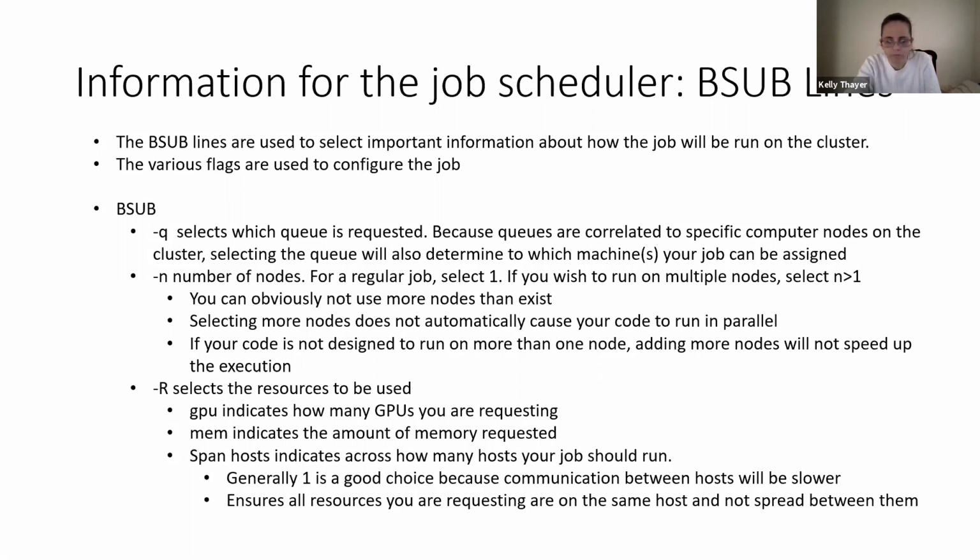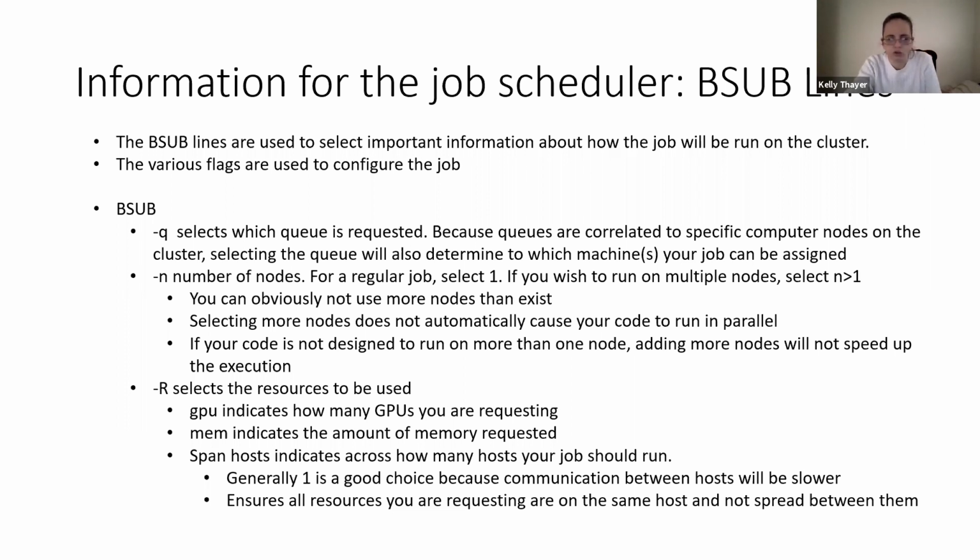But what will not happen is that just by selecting a higher n, it is not automatically going to make your job run faster or make it run on more than one node. Your job, so the code that you're executing, has to be set up to actually have been parallelized in order for this to do anything useful.